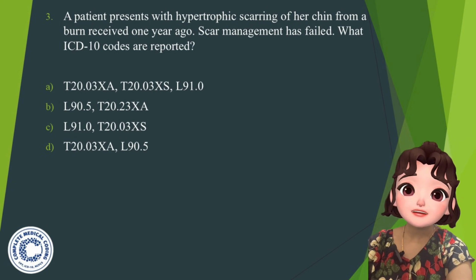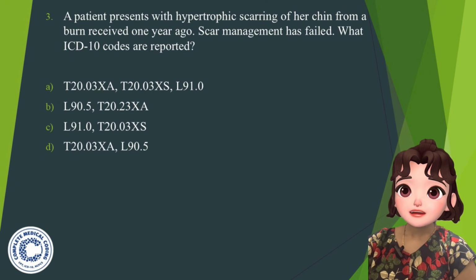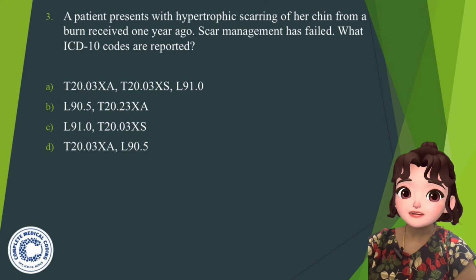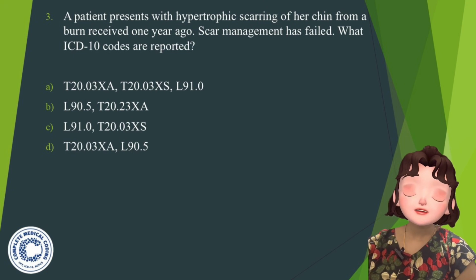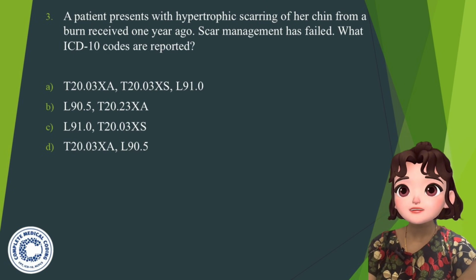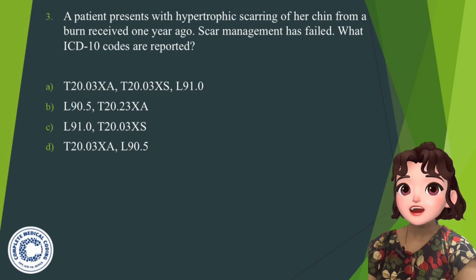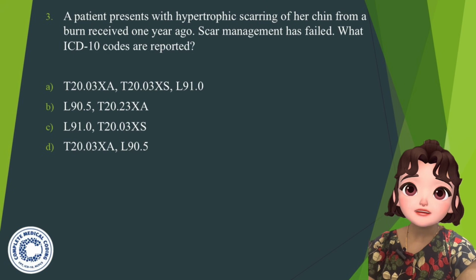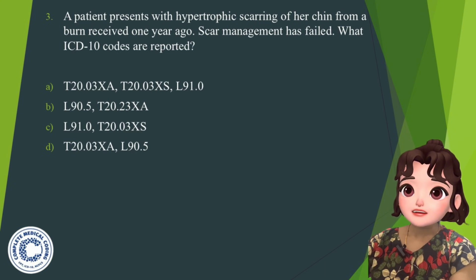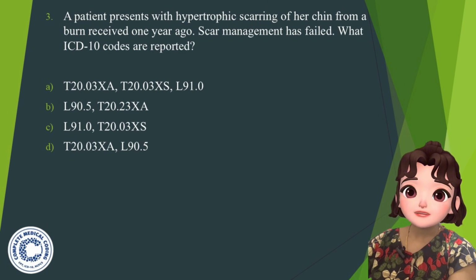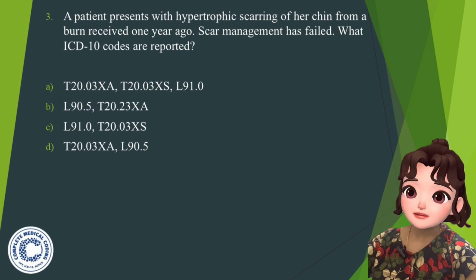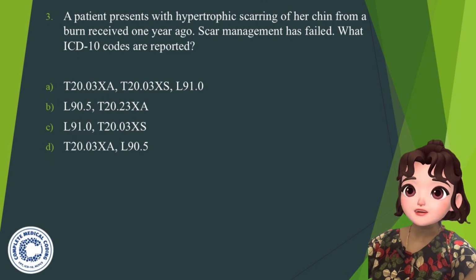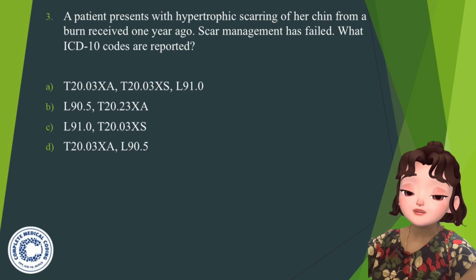So for all sequela codes, the 7th position will be the character S, the alphabet S, right? The last character A is initial encounter, which is wrong. We need sequela. That is S. And for subsequent encounter, the alphabet will be D. So here where is S present? In option A and C. But in option A, initial encounter is present in the first code, T20.03XA. We don't have to report initial encounter here because you have to code for the sequela, since scar management has failed and the burn was received 1 year ago. So you have to code for the sequela code, which is there in only option C. So you got the answer directly as option C.